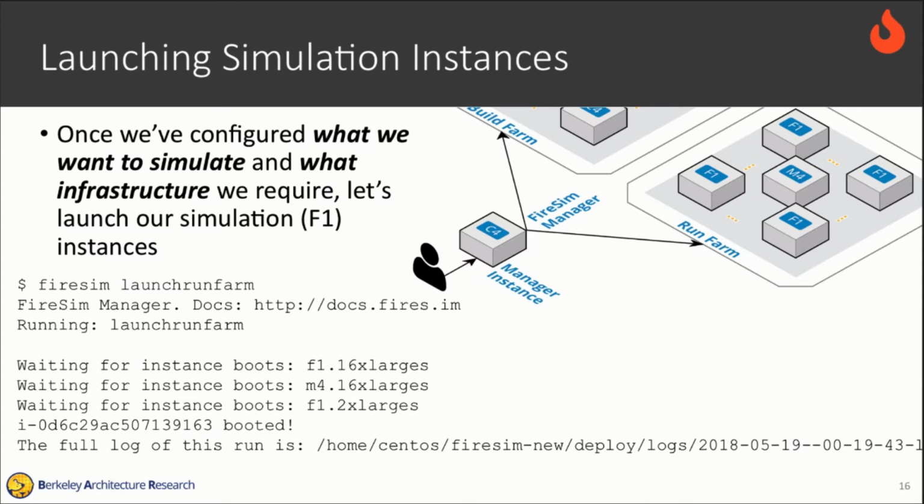So prior to now, we have not launched any F1 instances, and that's what we want to do. You can run basically one command here, FireSim launch run farm, and it'll take whatever you described in that previous file and launch a run farm that looks like that. In this example, you can see that it didn't boot any F1 or M4 16x larges, but it did boot up one 2x large, which is what we requested. And so at this point, we now have an F1 instance running.